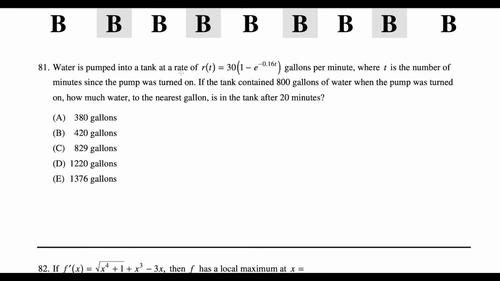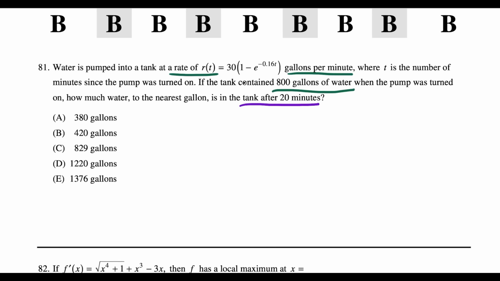For question 81, we have water pumped into a tank at a rate of R of t, and the units are gallons per minute. T is the number of minutes since the pump was turned on, and this is an important detail. The tank already has 800 gallons of water when the pump is turned on, and how many gallons of water are in the tank after 20 minutes.